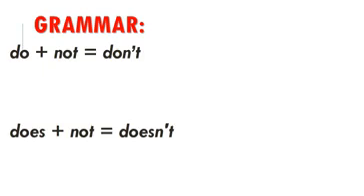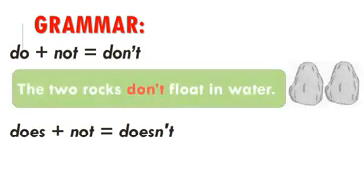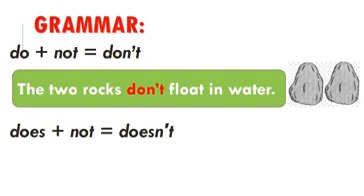When do we use do not or don't, and when do we use doesn't? Don't is used for plural. It means 2 or more. While doesn't is used for only 1, or called singular. So for example, the 2 rocks don't float in water. So observe, kids, how many rocks do we have? Okay, 2. So it means plural. That's why we use the word don't.